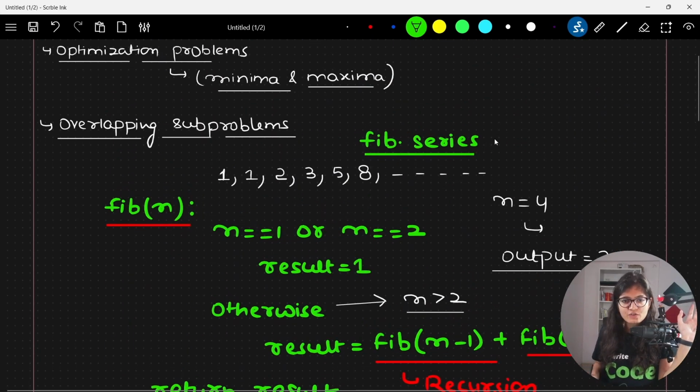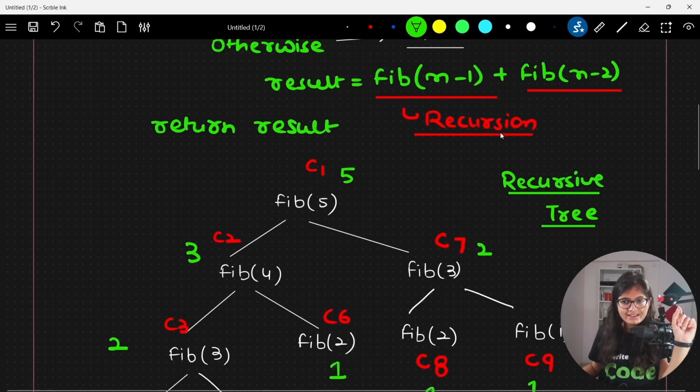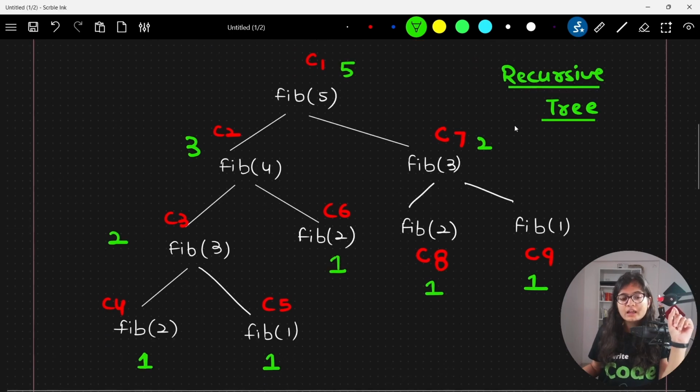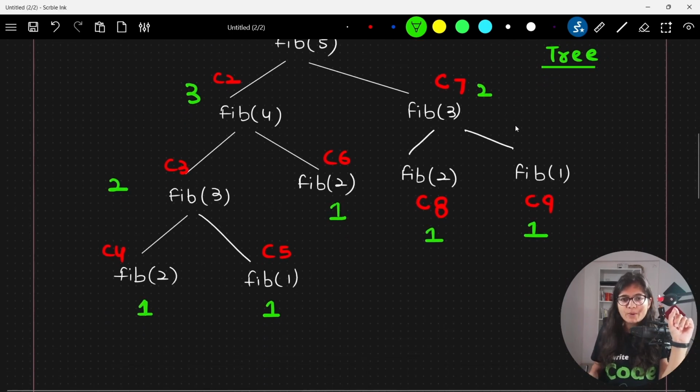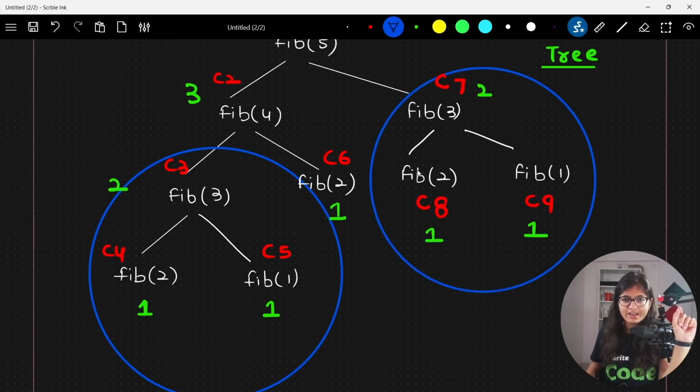Here also, if you observe, for 1, 1 is returned, for 2, 1 is returned, for 3, 2 is returned, for 4, 3 is returned, for 5, 5 is returned. So we are getting the correct output, right? Using the recursion approach. Now, if you observe, I initially solved the value of fib 3, and here I am again solving the value of fib 3, right? I am utilizing the same resource several times.